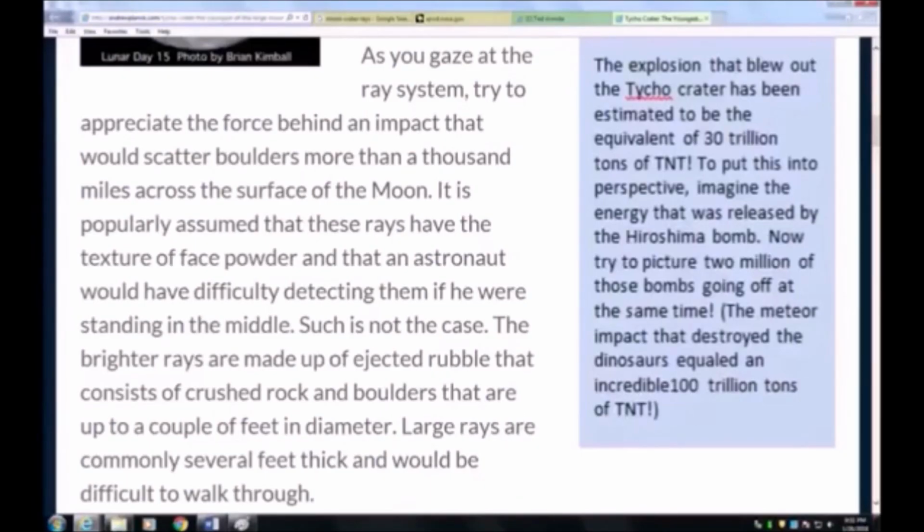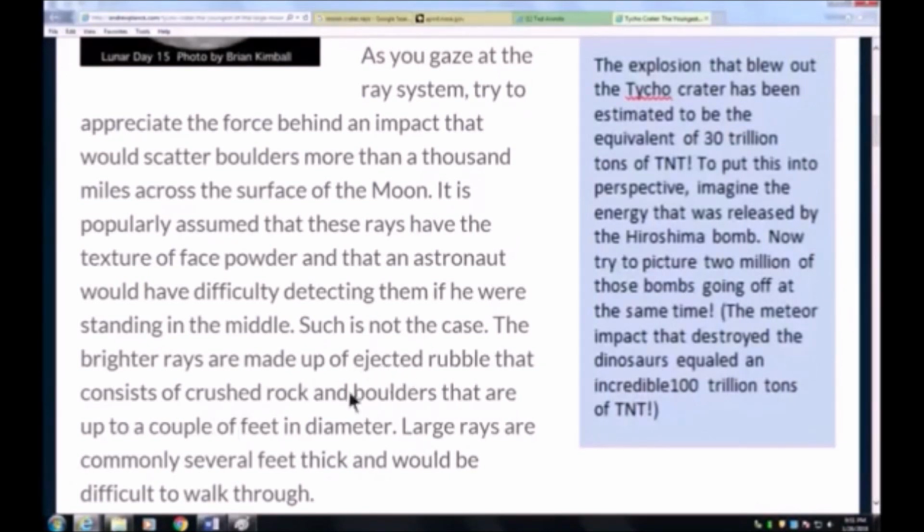And this is what one astronomer said about Tycho. "As you gaze at the ray system, try to appreciate the force behind an impact that would scatter boulders more than 1,000 miles across the surface of the moon. It is popularly assumed that these rays have the texture of face powder and that an astronaut would have difficulty detecting them if he were standing in the middle. Such is not the case. The brighter rays are made up of ejected rubble that consists of crushed rock and boulders that are up to a couple of feet in diameter. Large rays are commonly several feet thick and would be difficult to walk through."